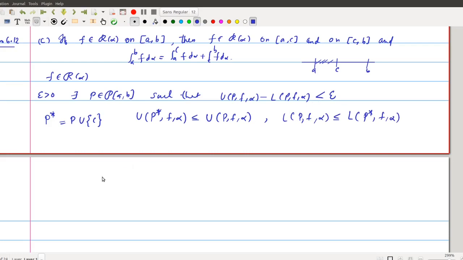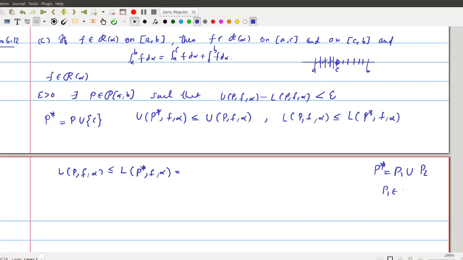This is the idea. Now you write L(P,f,alpha) is less than or equal to L(P star,f,alpha). We know that this P star is P union {c}. So if we have partitions like this, we inserted a point c over here, and we have other points here. We can write this P star as a partition of [a,c] plus a partition of [c,b]. So you can get two partitions, P1 and P2, where P1 belongs to the partitions of [a,c] and P2 belongs to the partitions of [c,b]. You can split this P star in this manner. So L(P star,f,alpha) can be written as L(P1,f,alpha) plus L(P2,f,alpha), where P1 and P2 satisfy this condition.